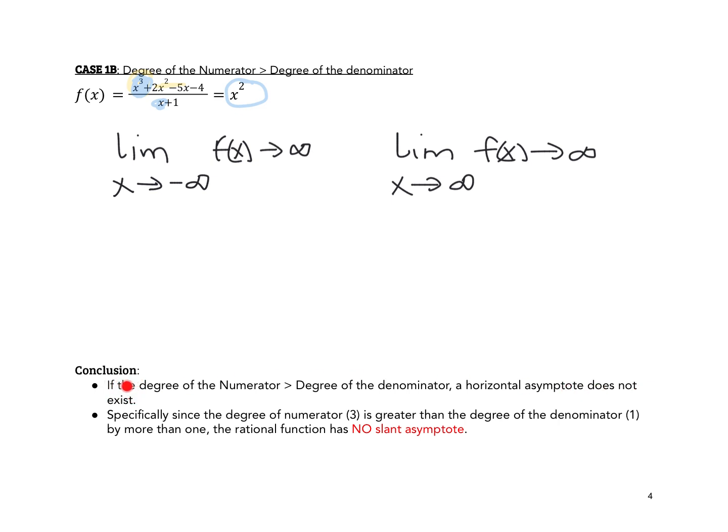And remember, it's the same thing if the degree of the top is more than the degree of the bottom. But I want to add one thing here. Specifically, the degree of the numerator, 3, is greater than the degree of the denominator by more than 1. So in this case, you're not going to have a slanted asymptote either.